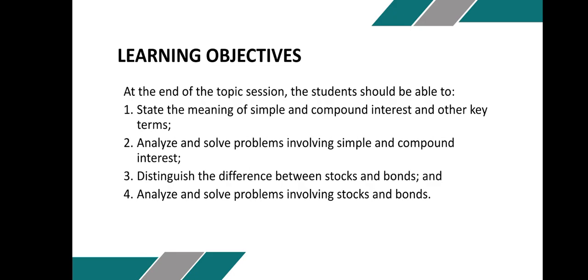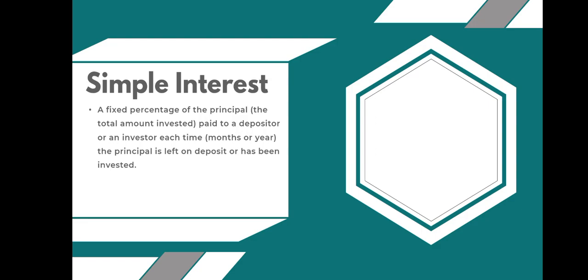Okay, so let's start. So let's talk about our first topic for the finals, which is the simple interest. Okay, so for every financial transaction, whether you borrowed or invested a certain amount, a corresponding percentage of the principal is being paid. So that is the simple interest. So simple interest is a fixed percentage of the principal, which is the total amount invested, paid to a depositor or an investor each time. It's either in months or year. And then the principal is left on deposit or has been invested.